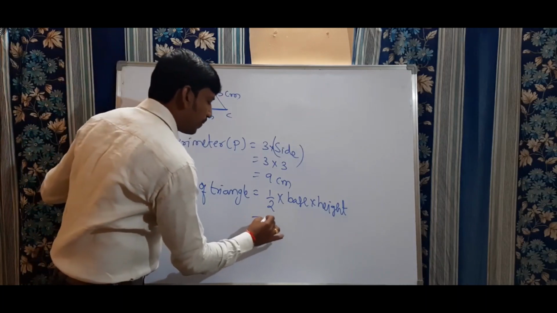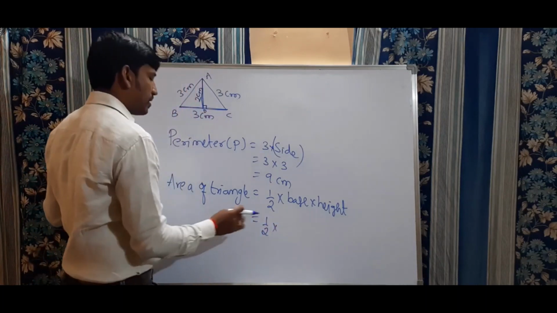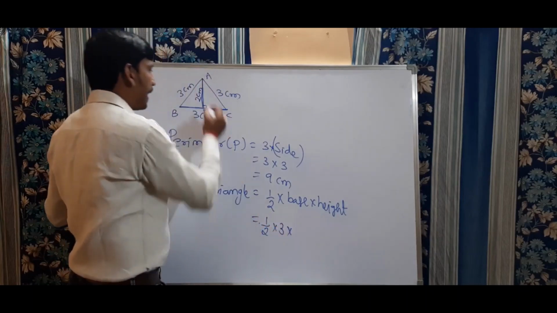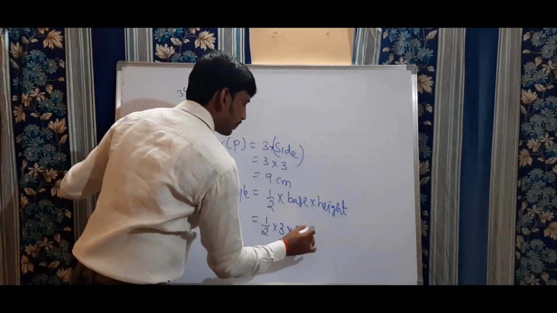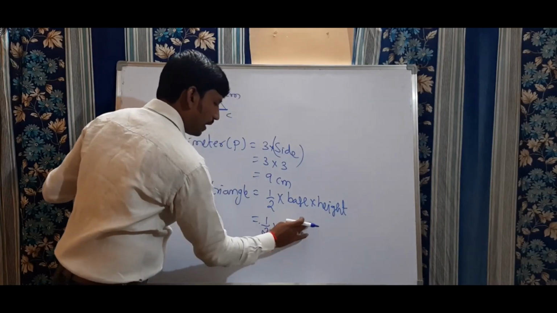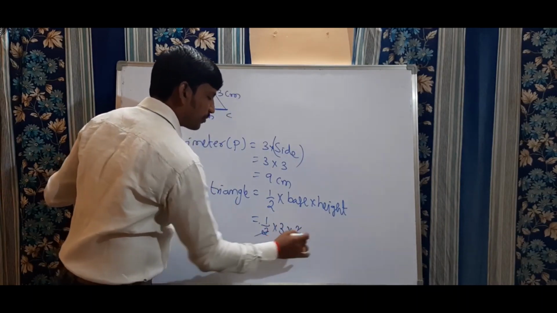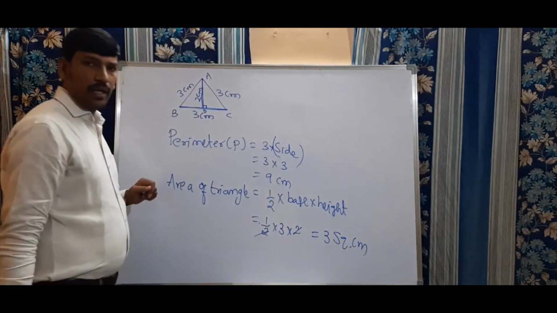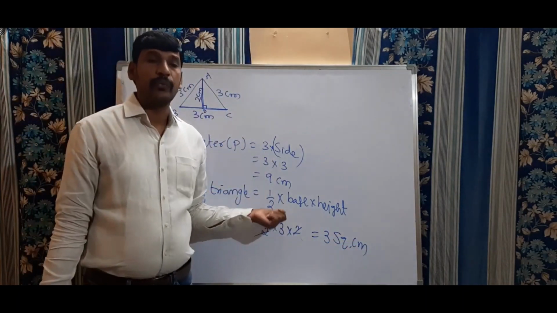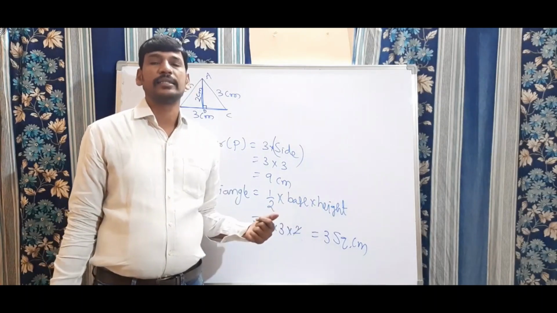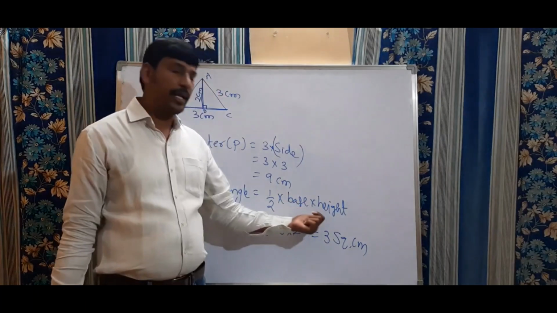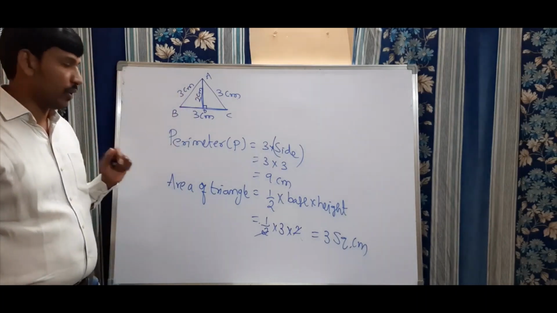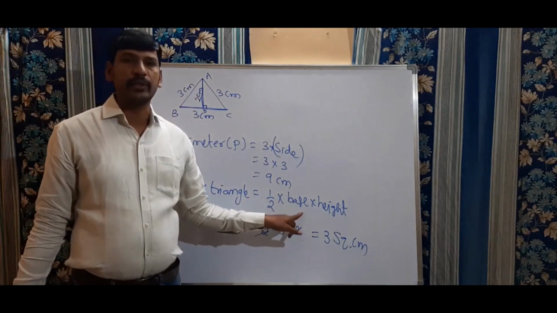Now just substitute the values: 1 by 2 into base, which is 3 centimeters, and the height is 2 centimeters. Here the 2 will get cancelled. The leftover part is 3 square centimeters. Clear? When can we use this formula? When we know the base and the height. When we know the base and the height, we can use the formula: area of triangle ABC is equal to half into base into height.